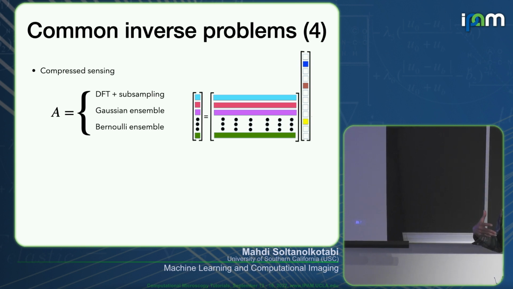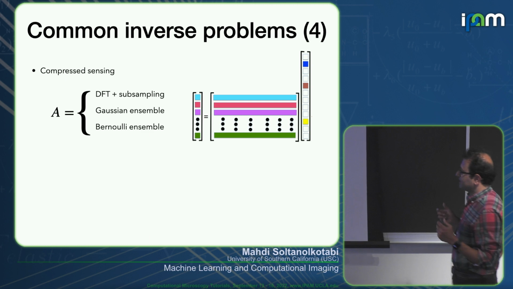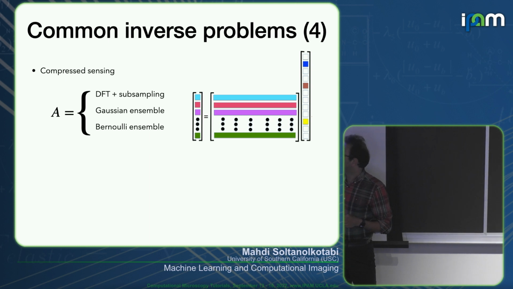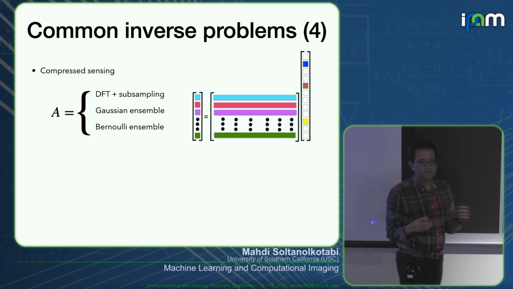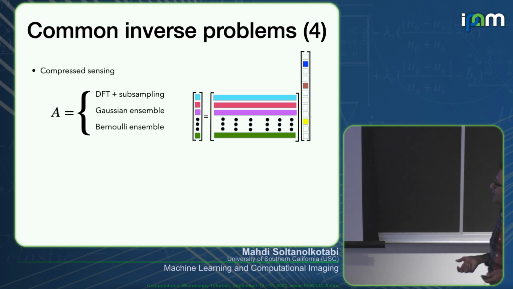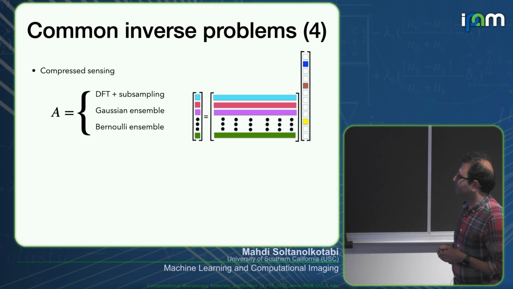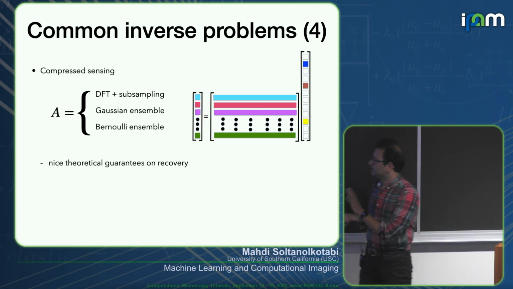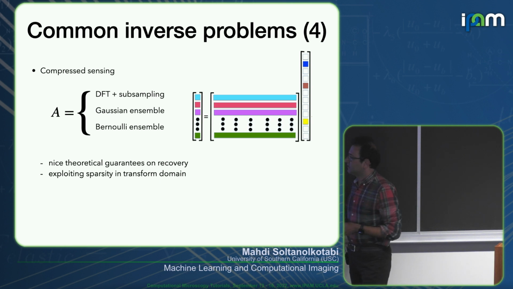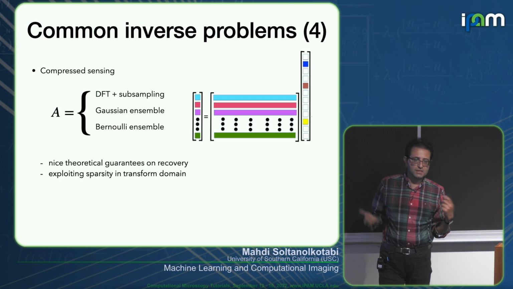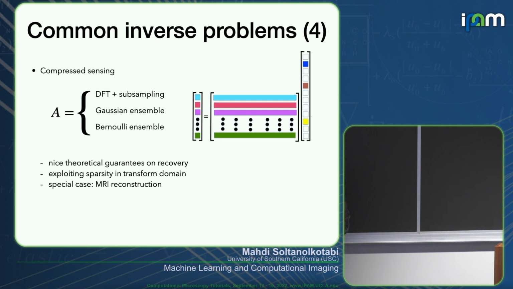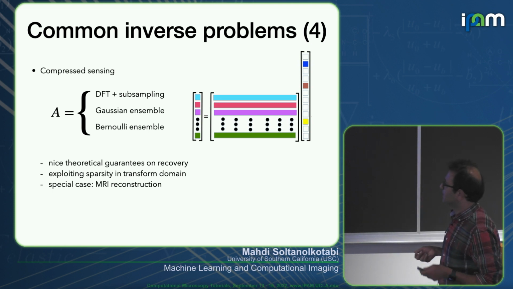A large class of them, at least in the theory world, are based on these compressed sensing models, where typically you have a sparse signal, you get very few measurements, often random in some way, for example Gaussian, or DFT plus random sign, from a sparse signal, and then you want to find the sparse signal from these measurements. This class at least has very nice theoretical guarantees and good algorithms. And often they exploit sparsity in some sort of transformation domain. A special case of this is MR reconstruction, where you could imagine that the image is somewhat sparse, or at least low TV in an appropriate basis.